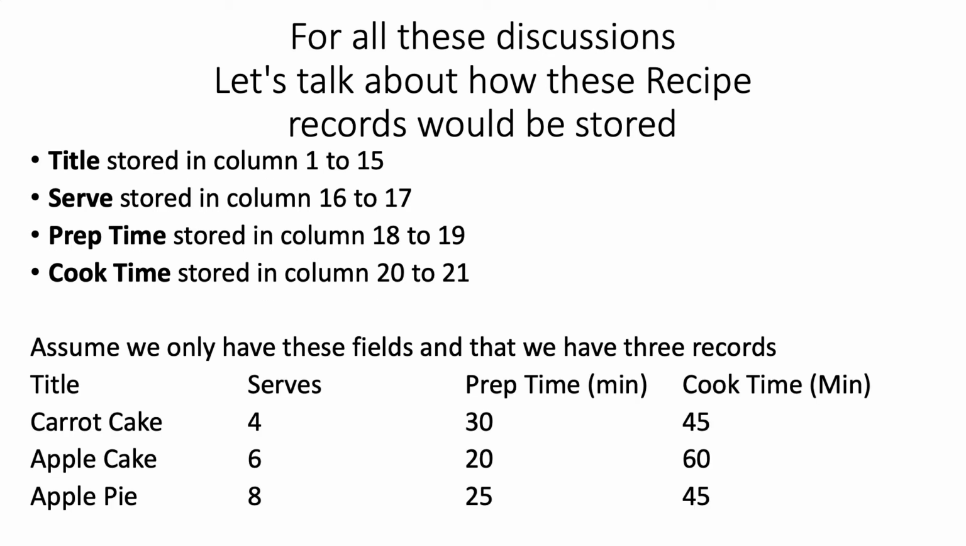So let's look at the 3 records that we're going to use in our explanations today. We put them in a table, and here's a row of the table, and some people call it a spreadsheet later, and here is a column. So we've got the title column, and we have a carrot cake, which the record is serves 4, 30 minute prep, 45 minute cook time, and so forth.